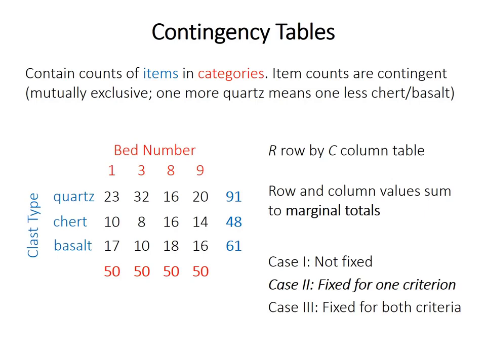So that's the example here in this hypothetical situation. We chose to count 50 rocks from each bed, so the column marginals are fixed at 50. However, we didn't know how many quartz or chert or basalt rocks we would find, so those totals weren't fixed beforehand. We had no way of knowing how many we would come up with. In case three, both the row and the column marginal totals are fixed prior to collecting the data. This is hard to do outside of experiments, so it's not really common in observational earth science data.